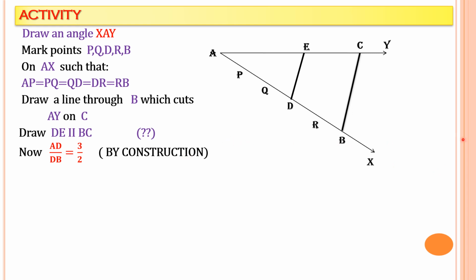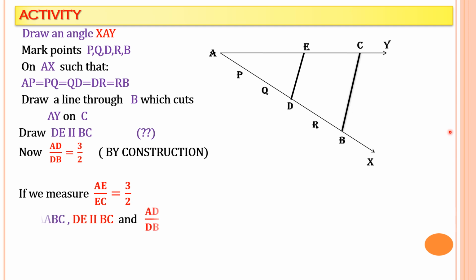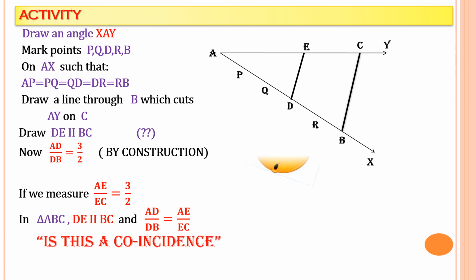By construction. And if we measure AE upon EC, you can measure it with your scale, it comes out to be 3/2. So broadly, if we consider ABC as a triangle and DE a line parallel to one of its sides BC, then AD upon DB is equal to AE upon EC, right? So is this a coincidence by chance or not? Let's see.